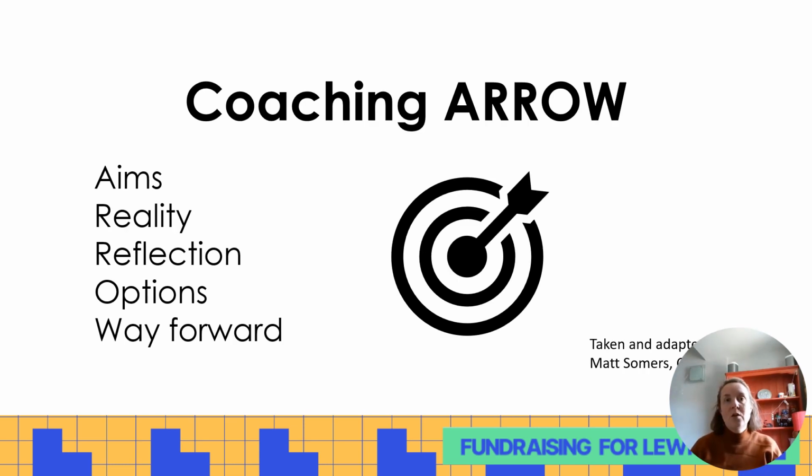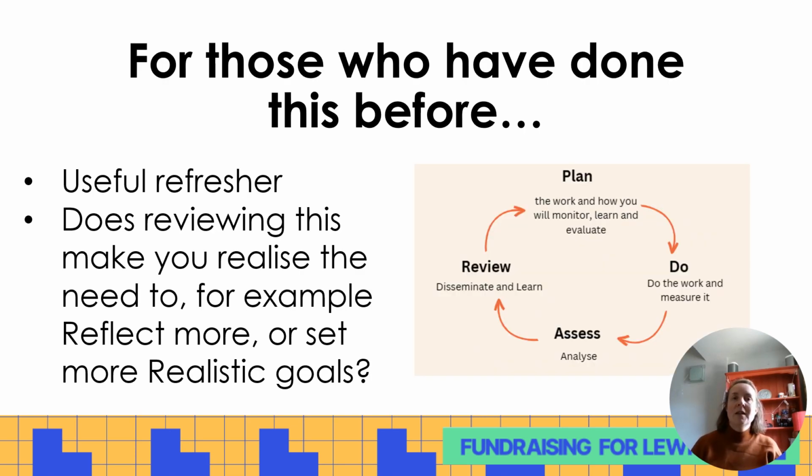And we'll be talking about goal setting. So there are different models you can use to do goal setting. This one is the coaching arrow, standing for aims, for A, R, reality, and so on. And there will be cohorts that have done this before, because I used this arrow with the previous cohort. And so for those people who have done it before, I'm suggesting that it's a useful refresher.